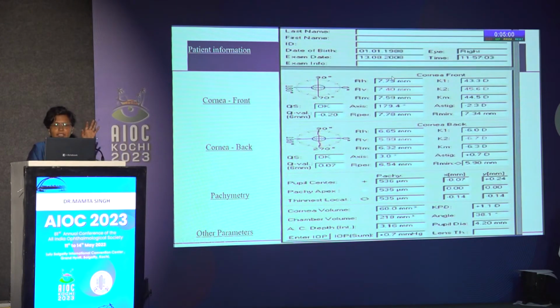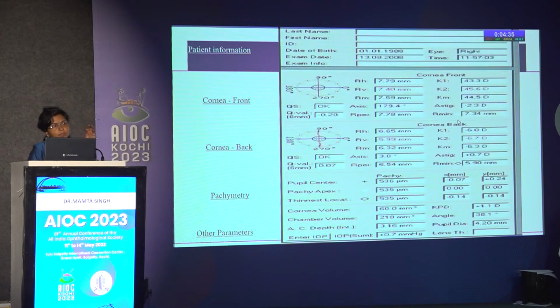Then comes RH. This is the horizontal radius of curvature in the central 3 millimeter of the cornea and the corresponding K1. This is the vertical radius of curvature and the corresponding K2 in the central 3 millimeter. This is the mean and the corresponding K mean. What is the amount of astigmatism on the front surface of the cornea and at what axis? What is the peripheral radius of curvature where we are considering 9 millimeter of the cornea? And what is the minimum?